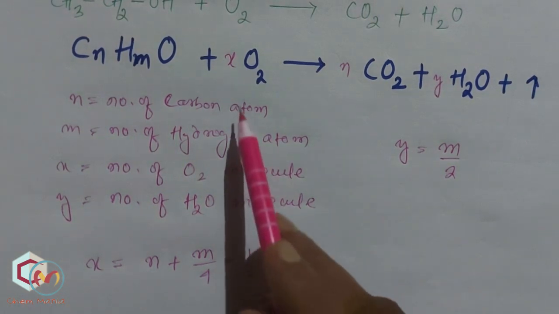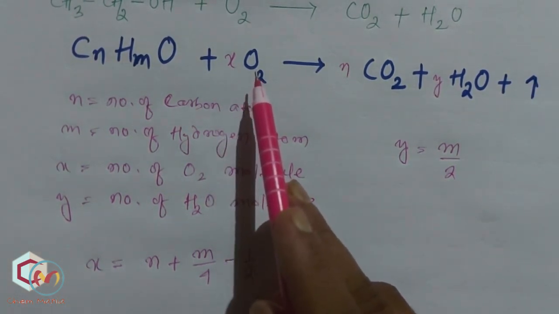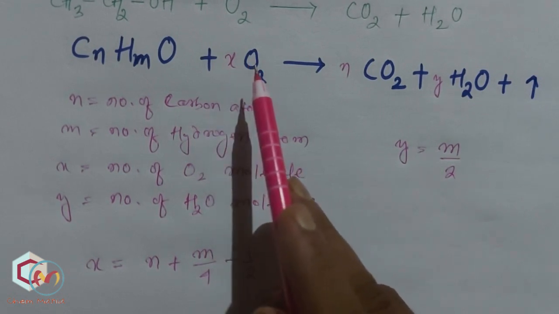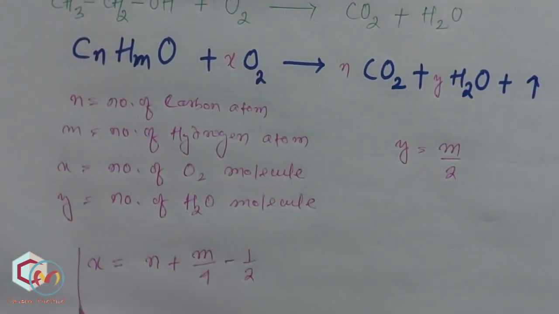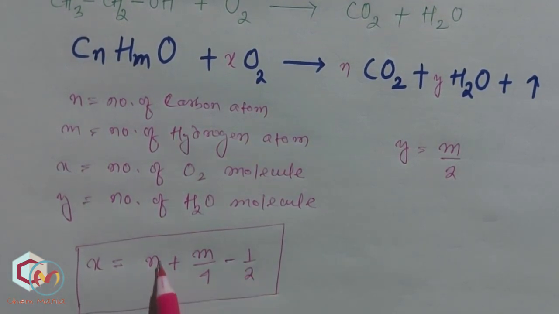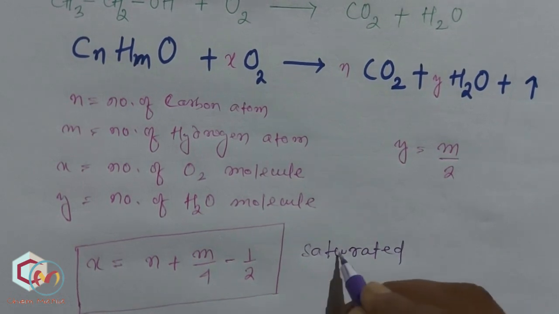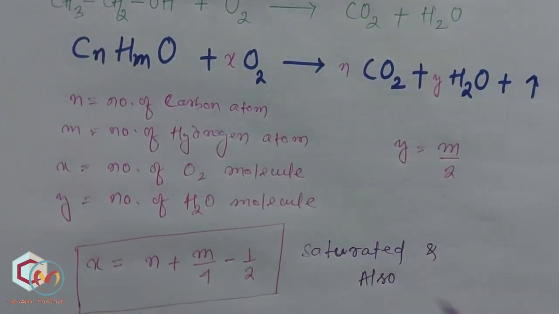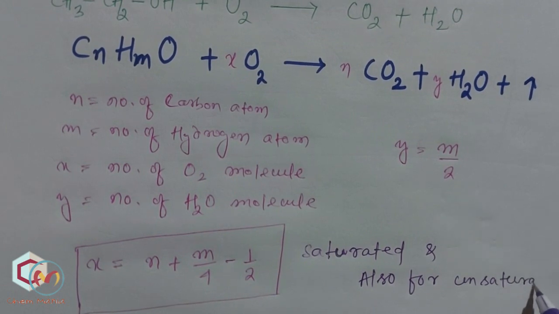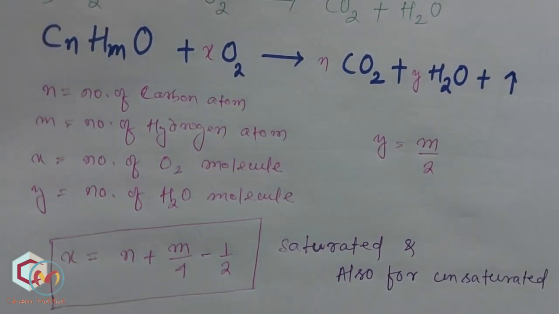Okay. So x is the number of oxygen molecules. For calculating the number of oxygen molecules, this is the formula, that is x is equal to n plus m by 4 minus 1 by 2. n is the number of carbon atoms, m is the number of hydrogen atoms, that is divided by 4, minus 1 by 2. Okay. This will be applicable for saturated and also for unsaturated. Now we will discuss some examples and we will balance them.